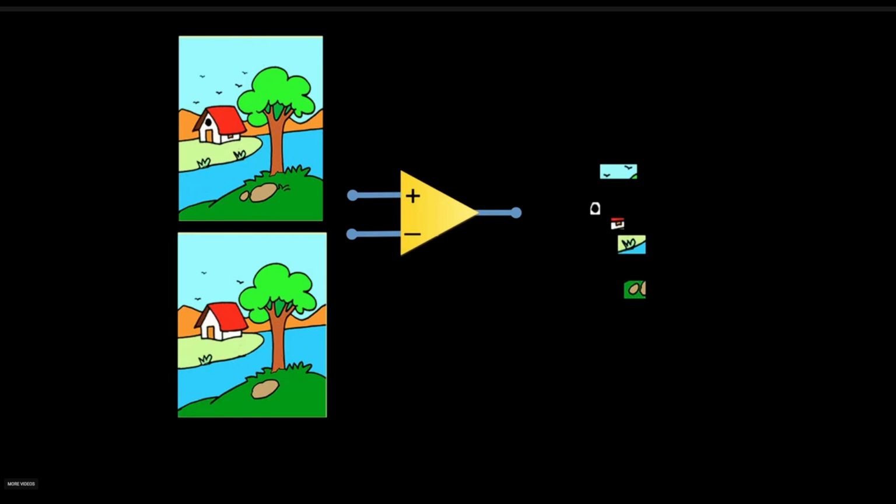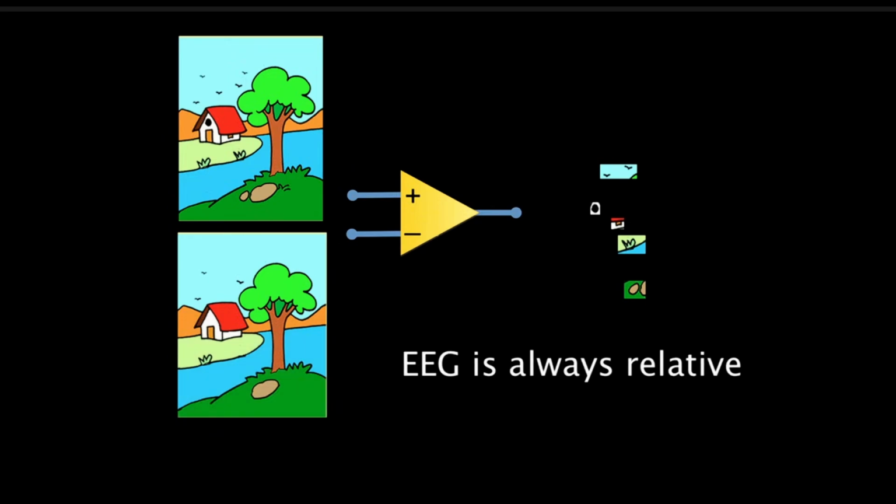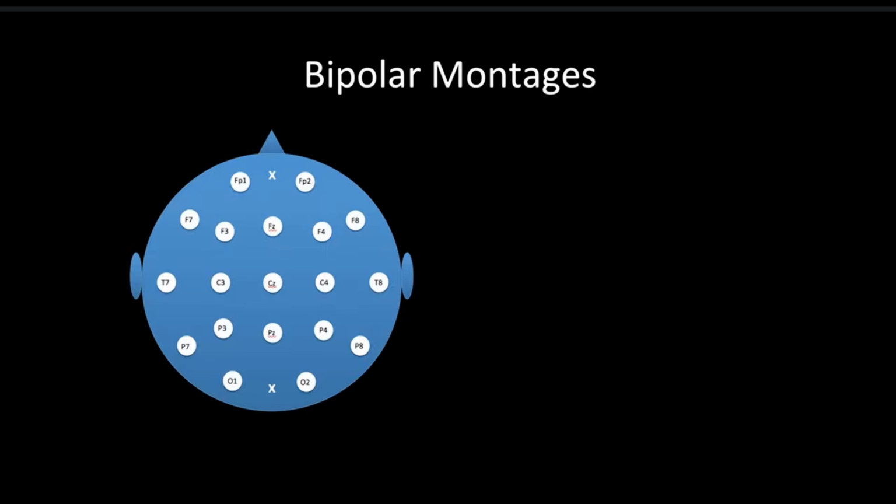Because I believe consciousness is 4-dimensional, how would I prove that it's a 3D thing, something I observe and see the difference of? Moving on. Signals are not absolute, but rather the difference between two inputs. EEG can be displayed in different ways, which are all known as montages. The most common type of montage is a bipolar montage.